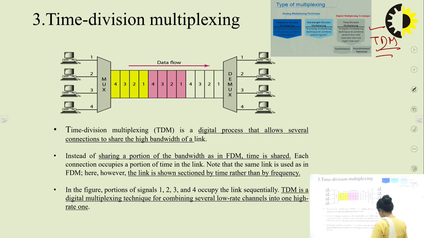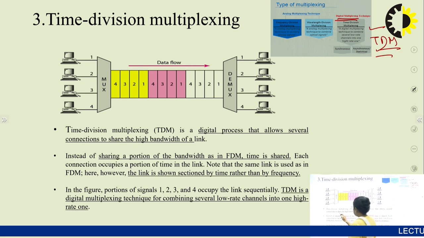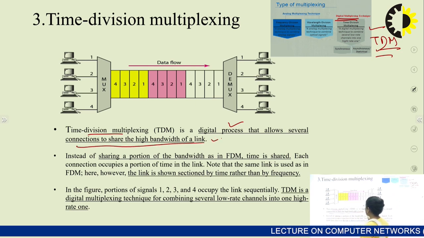Time division multiplexing works on digital signals. Here, we can define time division multiplexing as a digital process which allows several connections to share the high bandwidth of a link.